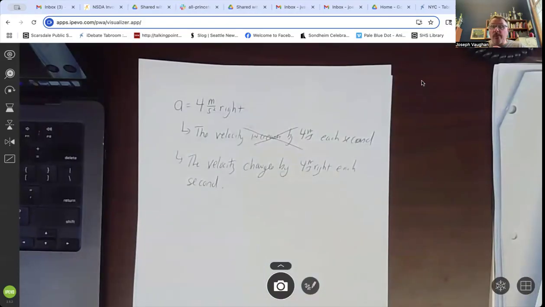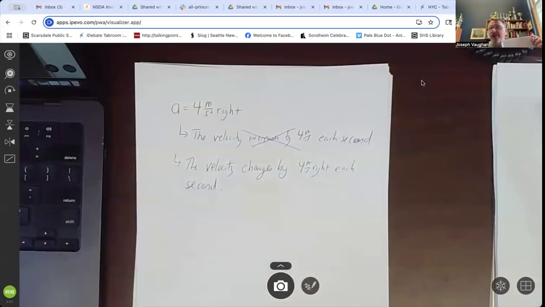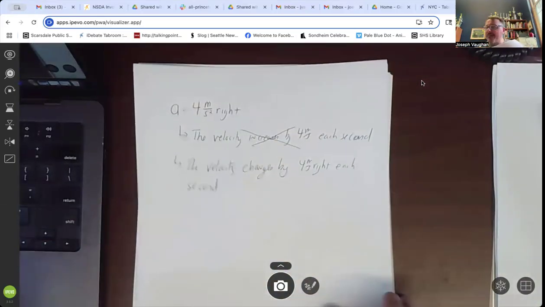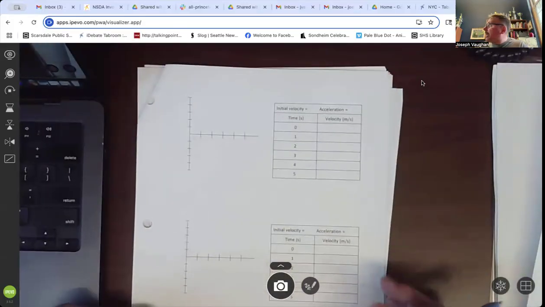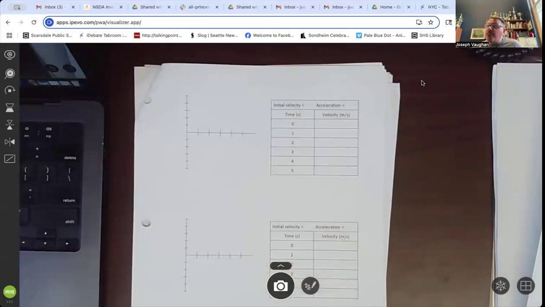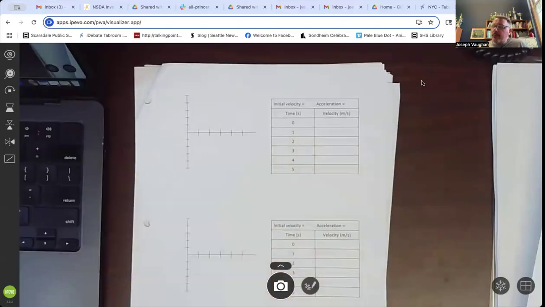Okay. But that's the way we want to decode what that statement means. So we're going to do a series of examples in order to highlight what we're talking about. And with the examples, we're going to look at some graphs. Here we go. So I've got this packet, and if you notice, I have a little chart here and some graph paper here for some sketches.